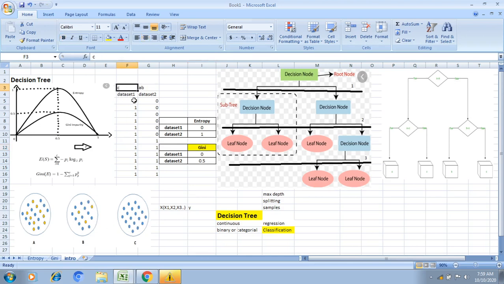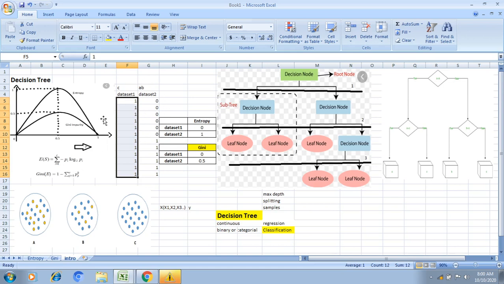Okay, I have taken two data sets. Data set 1 contains a pure node. C is my pure node, and data sets A and B contain impure nodes. That means, for example, here zeros I am representing with yellow, and blue I am representing with 1. Okay, C are all 1s only. Similar way, I have taken two data sets. Let us calculate entropy and Gini for these two data sets.